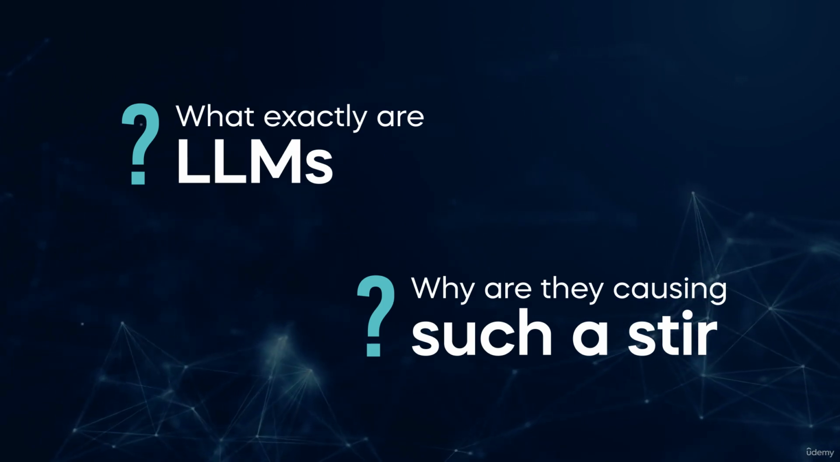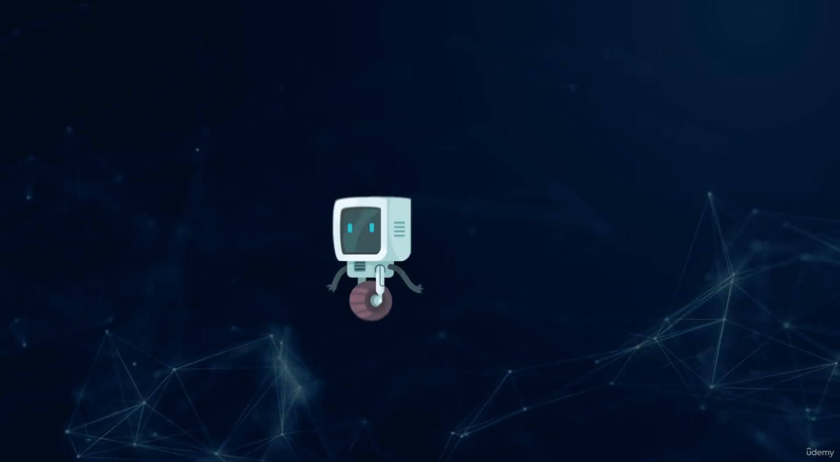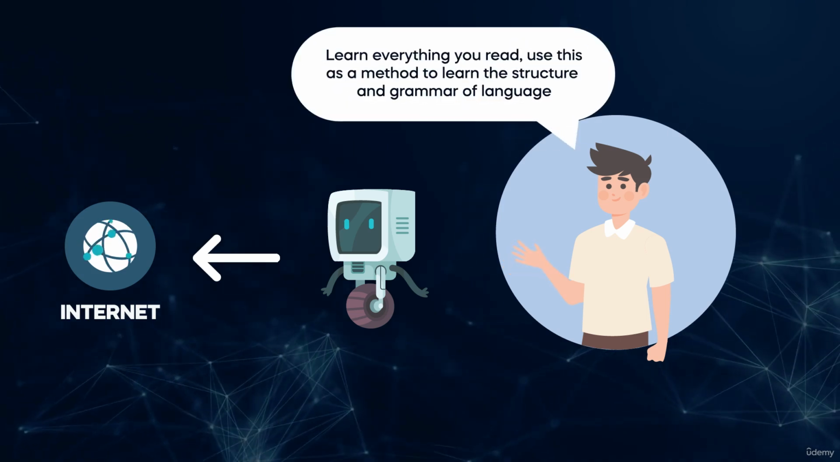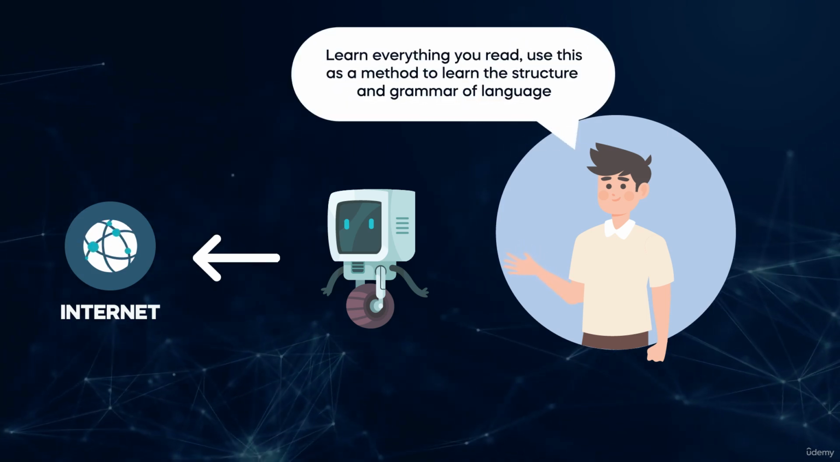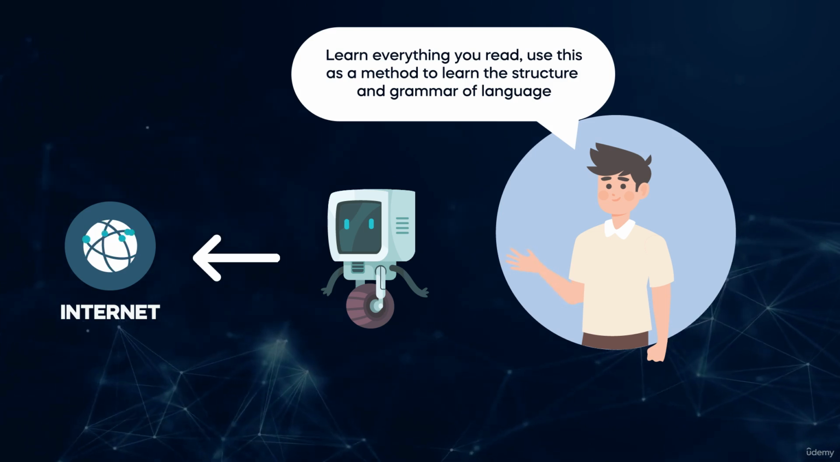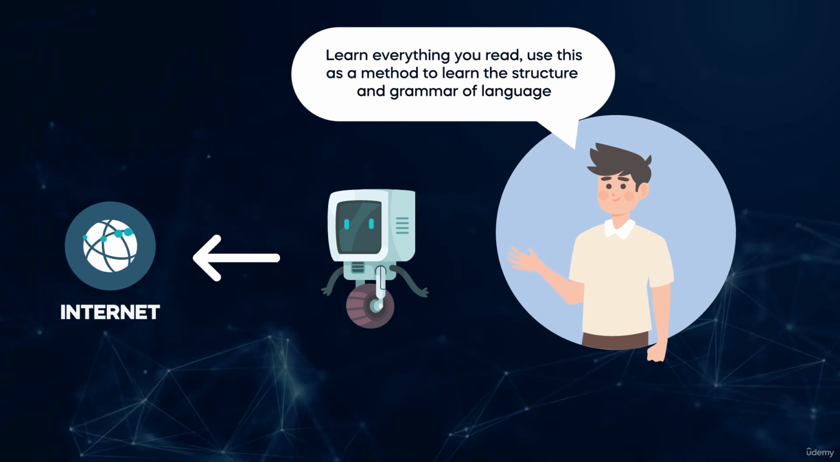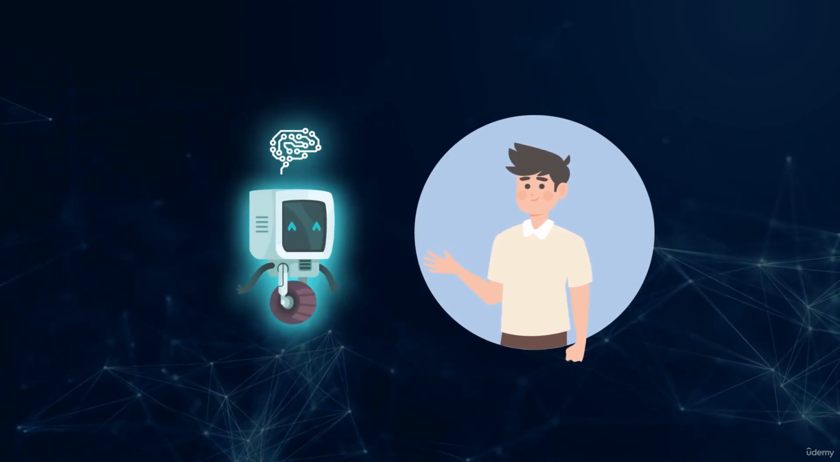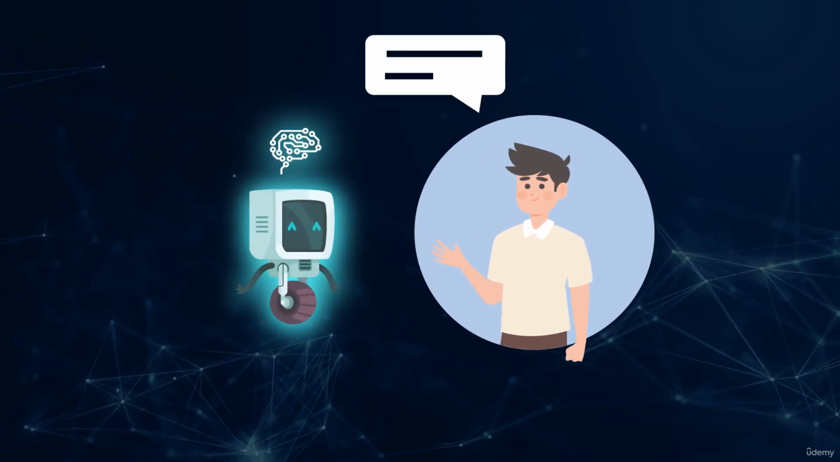To put it very simply, imagine you give a computer access to the entire internet and tell it to learn everything it reads, as well as using this as a method to learn the structure and grammar of language. This isn't exactly how an LLM works, we'll come on to that later, but the outcome is the same. You're left with a machine that has great general knowledge.